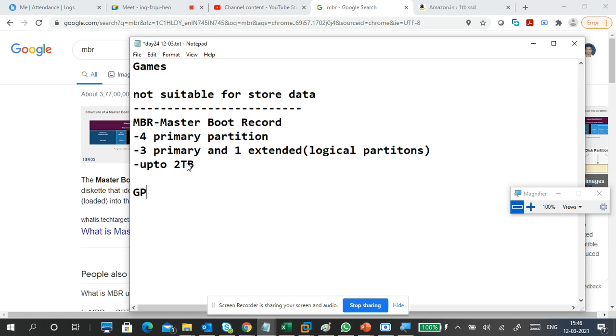Next type of disk is GPT, the GUID partition table. So what is a GUID partition table? It is a type of partition like MBR. It supports 128 primary partitions.